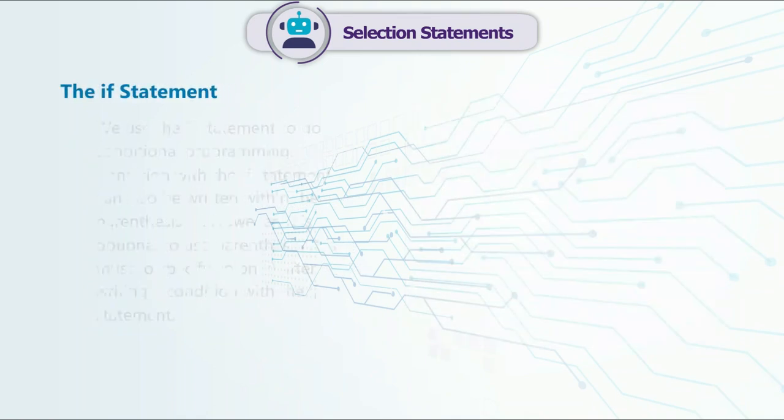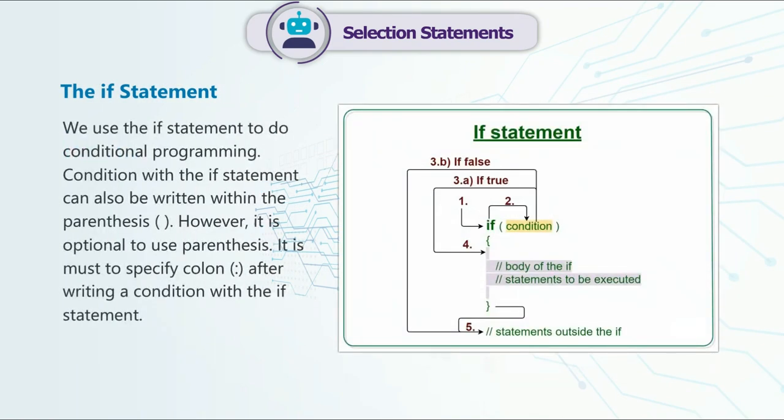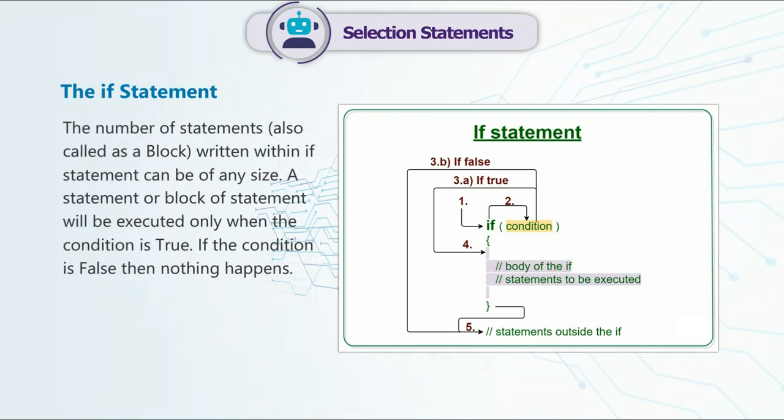The if statement. We use the if statement to do conditional programming. The condition with the if statement can also be written within parentheses. However, it is optional to use parentheses. It is a must to specify the colon. After writing a condition with the if statement, the number of statements, also called a block, written within the if statement can be of any size. A statement or block of statements will be executed only when the condition is true. If the condition is false, then nothing happens.